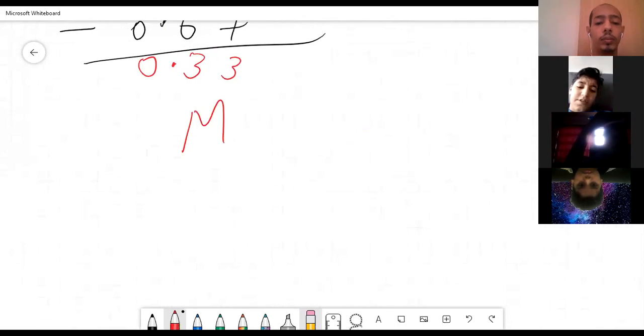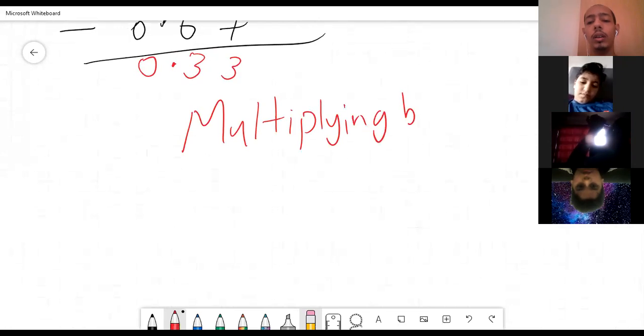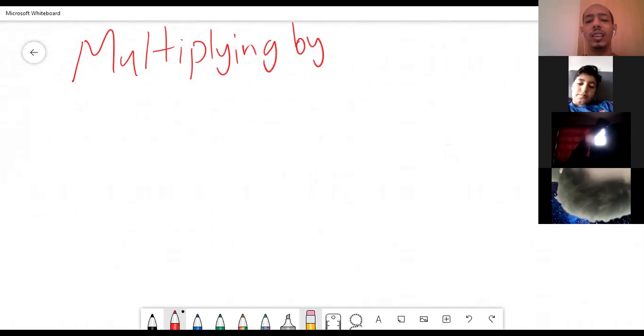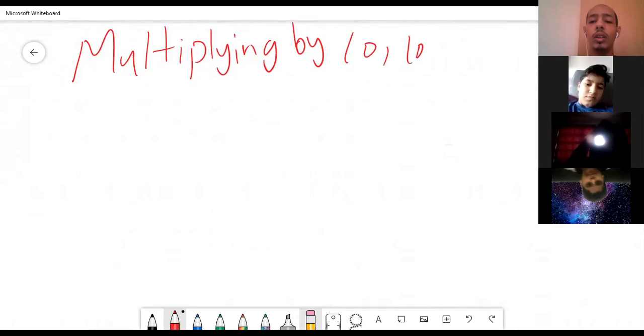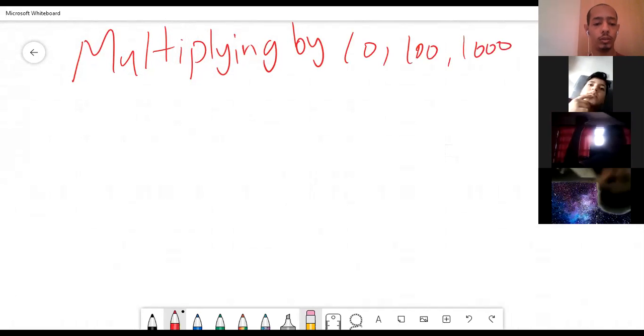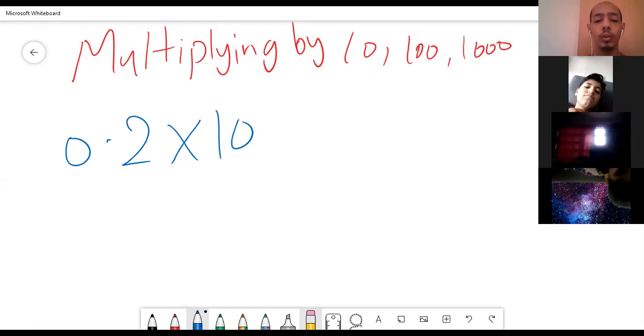Okay, so today let's get started with how to multiply by 10, 100, 1,000. For example, 0.2 times 10. What is the answer? There is a rule here.